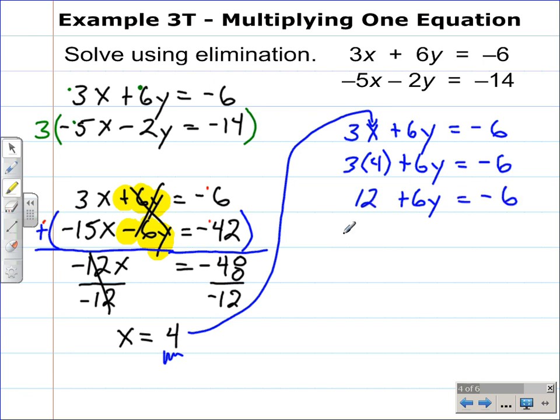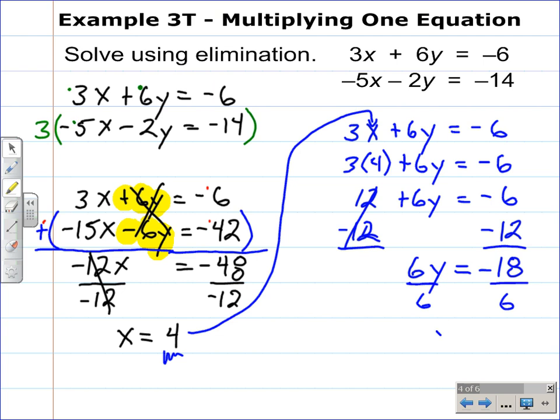We continue to solve this equation by subtracting 12 from each side. 12 minus 12 on the left goes away because it becomes 0. Leaves us with 6y on the left. And then on the right, negative 6 take away 12 is negative 18. Dividing each side by 6 gives y being equal to negative 18 divided by 6, which is negative 3.